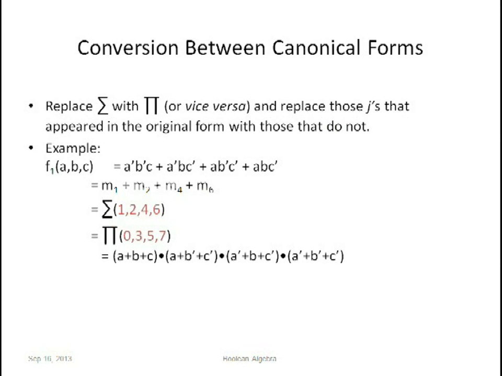Now conversion between the canonical forms. Replace summation with pi, and replace those j's that appeared in the original form with those that do not appear. Let us see an example.